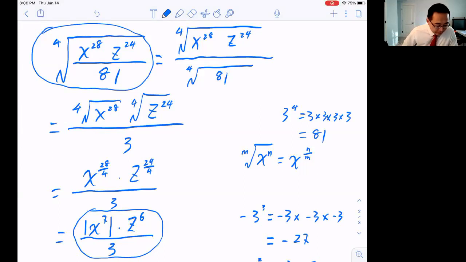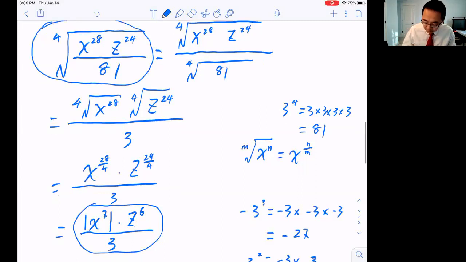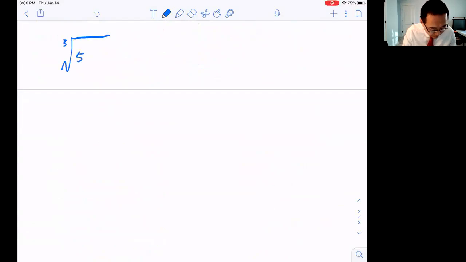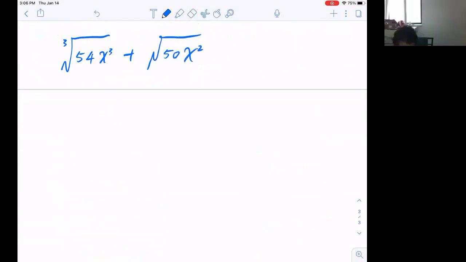Okay, let's see. Anything else I want to mention? Okay, let's just do one more practice and see if you guys can figure something similar out, right? If I were to ask you to simplify the 3rd root of 54 times x to the 3rd plus the square root of 50 times x squared, what would that equal?